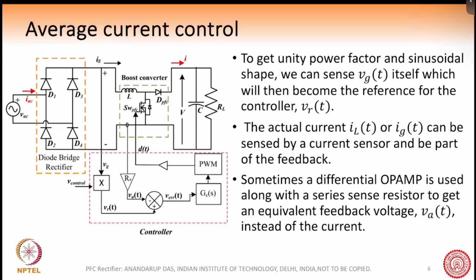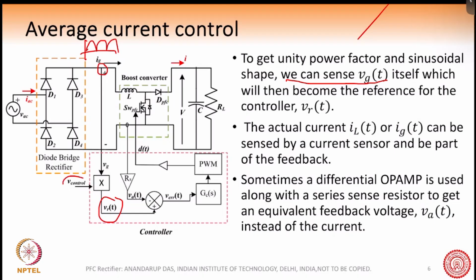In this average current control, as I told you, first we need to get the unity power factor and the sinusoidal shape. So how do we get that? In order to get that, we actually sense the VGT itself. What is VGT? VGT is this voltage here, the rectified grid voltage, the voltage after the diode bridge rectifier. We can sense that voltage itself, which will become the reference for the controller, VRT.